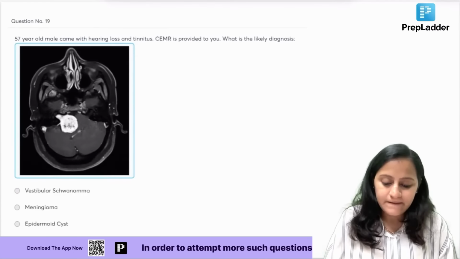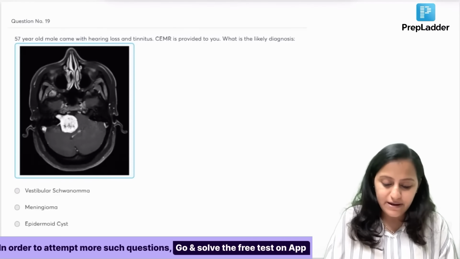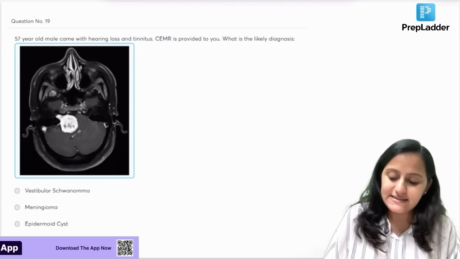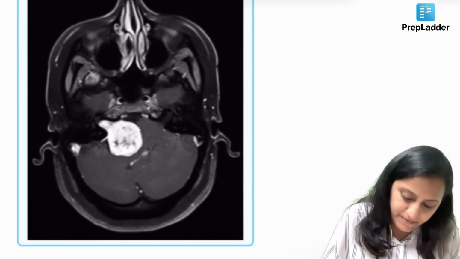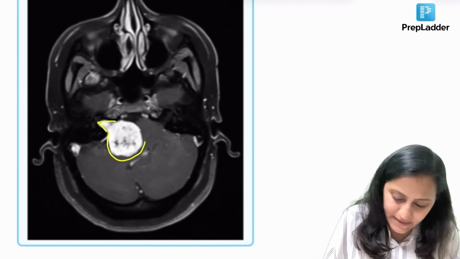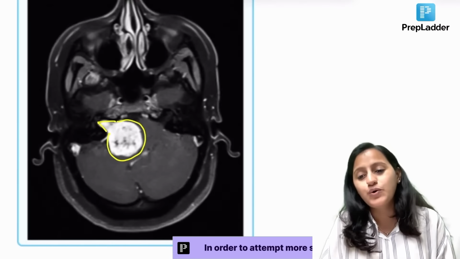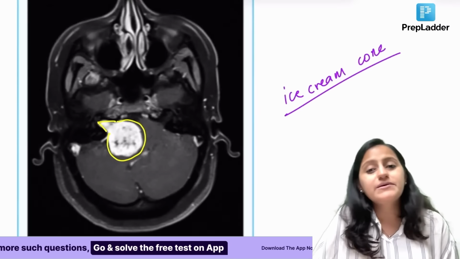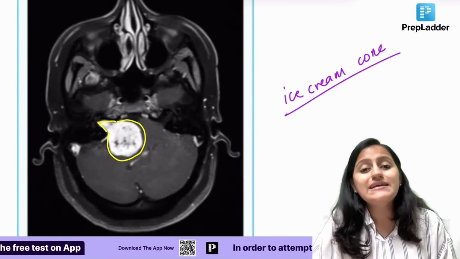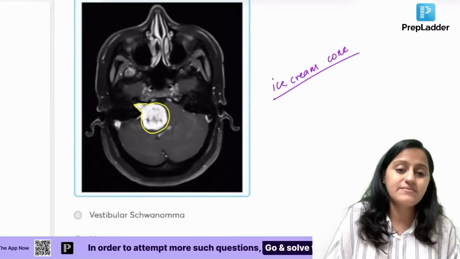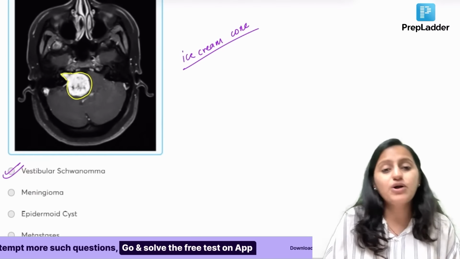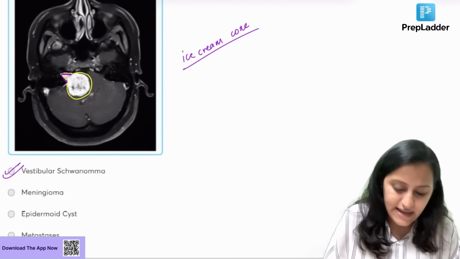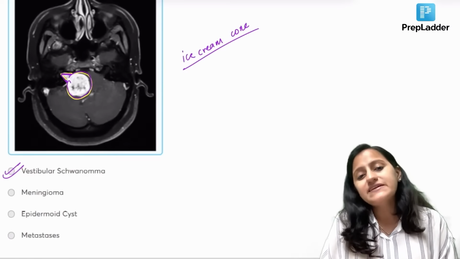Next one. Hearing loss, tinnitus, contrast enhanced MRI. What is the diagnosis? What sign are you seeing here? What is the classical sign that you are seeing in this image? Appreciate the narrow cone-like area and the bulging part, that is the ice cream cone appearance. Remember, we have remembered it with the trick: eating ice cream and eating shawarma together. Shawarma and ice cream go together. So remember, vestibular schwannoma has the ice cream cone appearance, the narrow part in the meatus and the bulging part outside. So this is vestibular schwannoma.